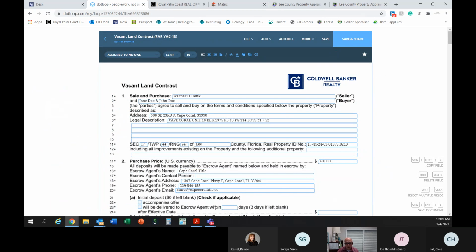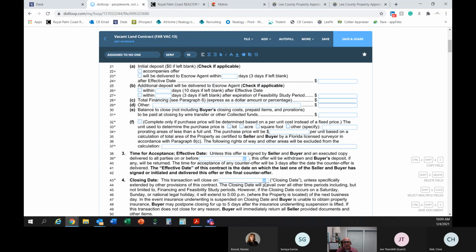Initial deposit, it's 0 if left blank. Okay, you can have it accompany the offer or will be provided within 3 days, and by default, if you leave that blank, it will be 3. Maybe we're doing a $2,000 deposit on this $40,000 purchase. Okay, additional deposit to be delivered to escrow agent, if applicable. Maybe we'll do a feasibility study, and on day 11, we'll enter an additional deposit, maybe another $3,000.